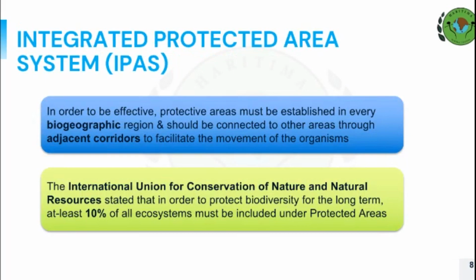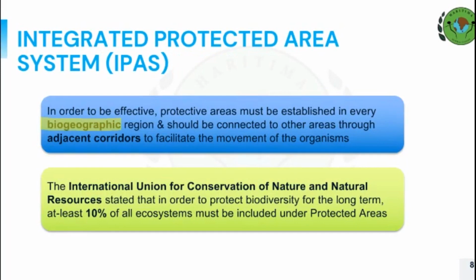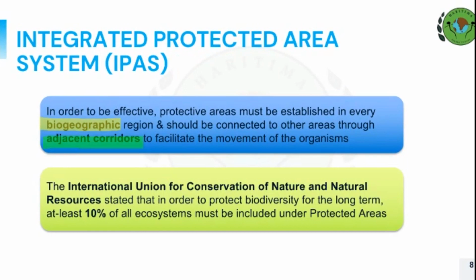Integrated Protected Area System. In order to be effective, protected areas must be established in every biogeographic region and should be connected to other areas through adjacent corridors to facilitate the movement of organisms. Like if we keep a bird or an animal at only one place, it's not good. It will cause some problems also. So we should keep moving them, like once it was in Rajasthan and then we shifted it to wildlife sanctuaries in this way.